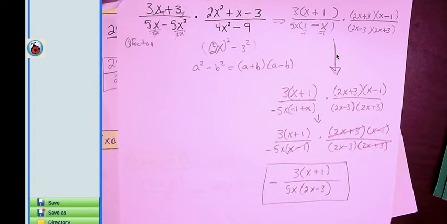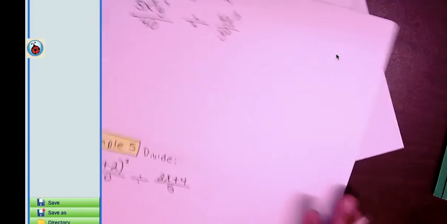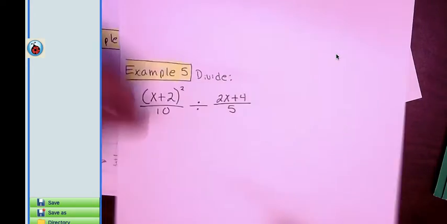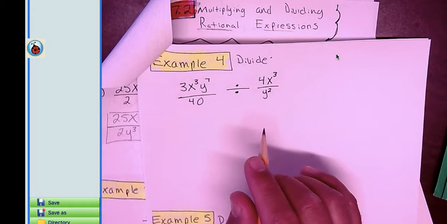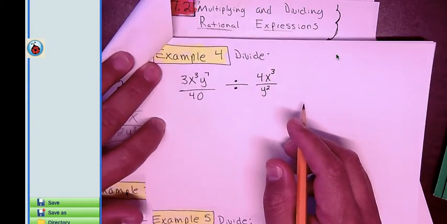That's example 3. Let me see. I don't think I'm going to get to all of them, maybe just these two, because then the video is going to be too long. So this is where you divide. So, dividing.